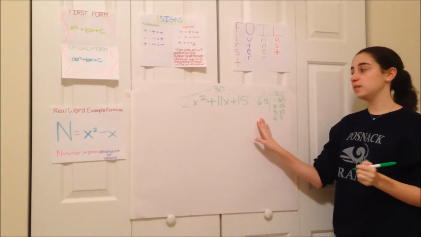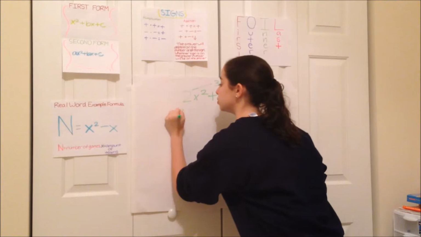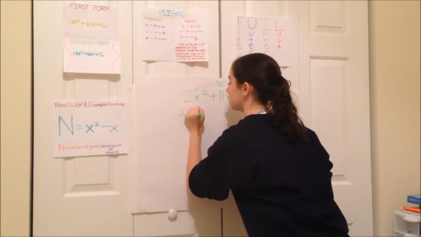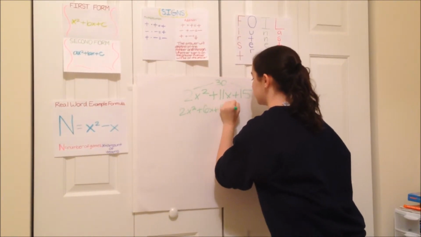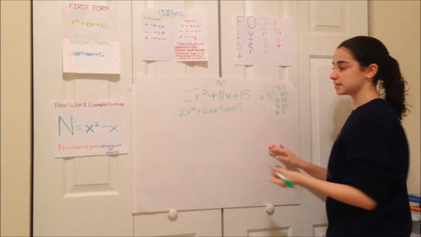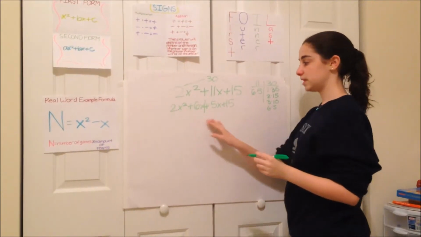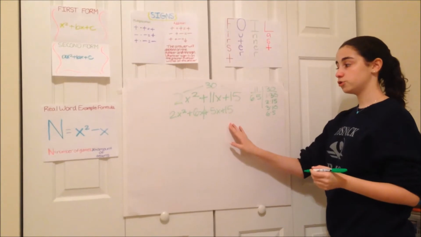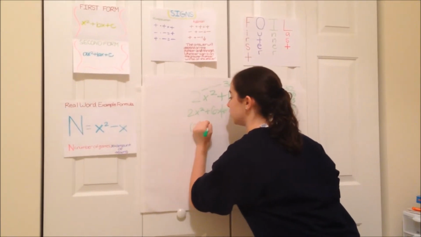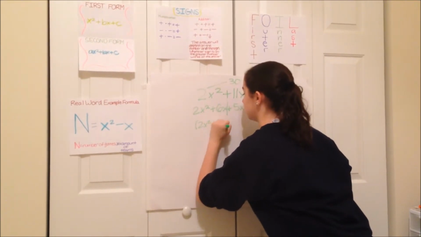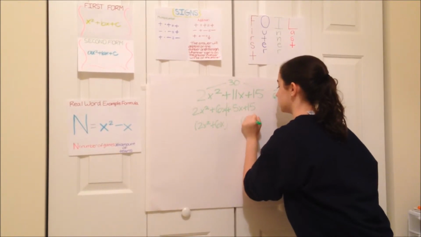These two numbers will be taking the place of 11x in the problem. So you're going to have 2x squared plus 6x plus 5x plus 15. The next step is to split the problem in half so you have two terms in each side. This is how you get your two binomials. So you're going to bring it down into 2x squared plus 6x and then positive 5x plus 15.